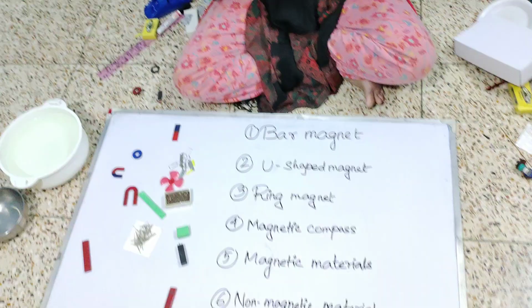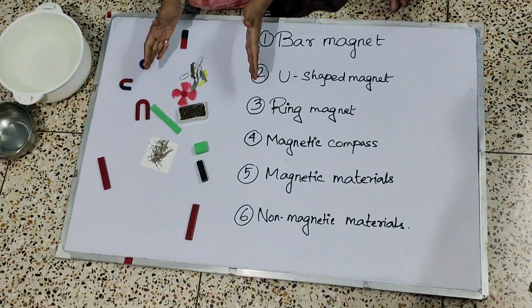Now today I am going to do a very interesting chapter. The name of the chapter is Fun with Magnets. This chapter is generally included in class 6 and also in class 9. Okay, so let's start.